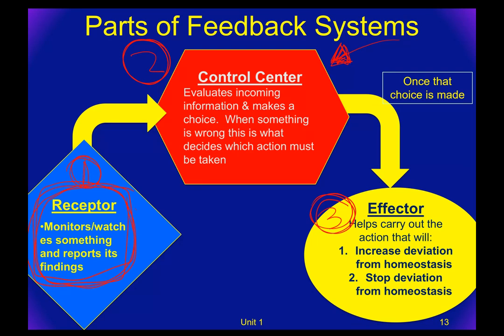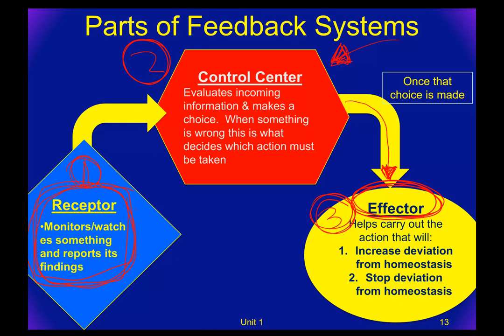Now, let's say that the decision is made that yes, something has to happen. The receptor picks up that you have too much sugar in your blood. The control center says, yes, okay, we have to do something about this. Most of the time, the control center in a feedback system is going to be your brain. Your brain can't physically move from your head to alter anything in your blood. So it actually has to send a signal to something called our third member of this feedback system, an effector. Okay? The effector is the one that carries out the action.